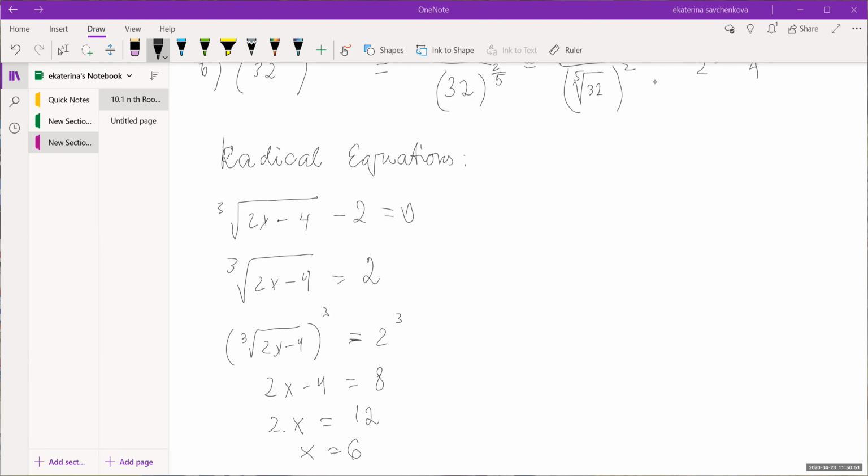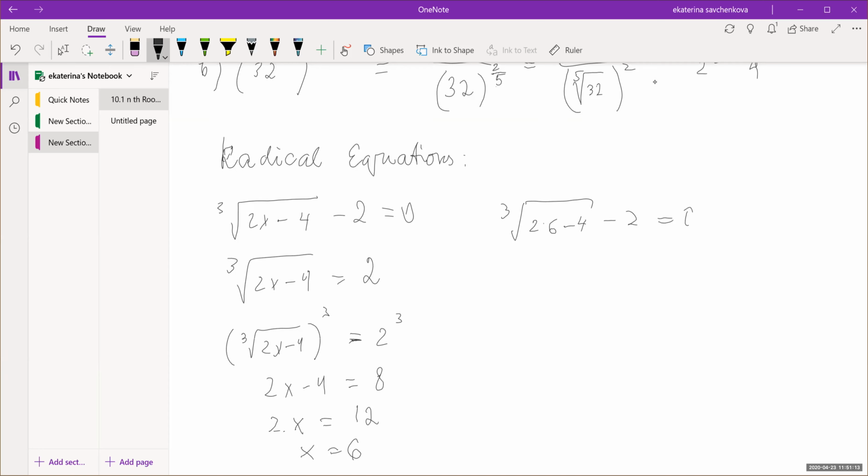Okay, so I'm going to do it by just plugging in 6 into my equation. So it's the cubic root of 2 multiplied by 6 minus 4, minus 2. Is it going to be a true statement? Is it equal to 0?